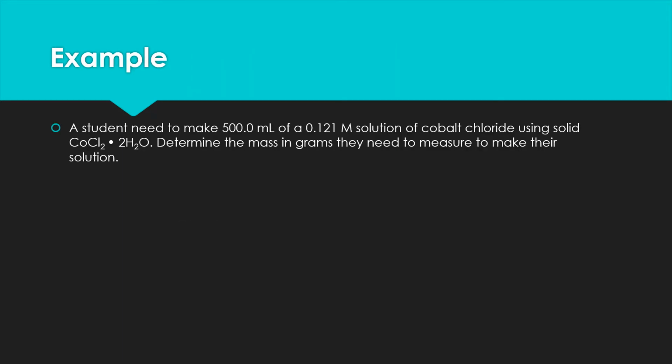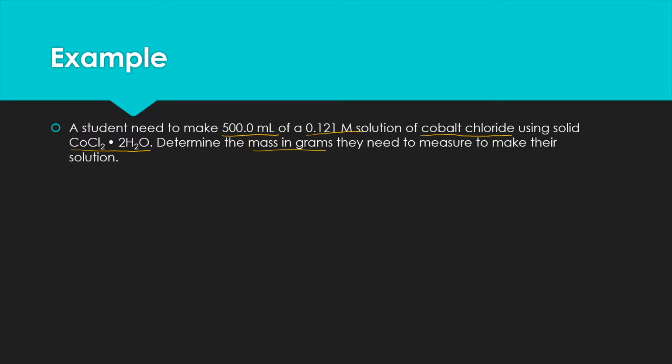All right, so we're going to take a look at an example of how we do a calculation to make a solution. So a student needs to make 500 milliliters. So that's our goal, how much we want to make, of a 0.121 molar solution. So there's our concentration we want of cobalt chloride using solid cobalt chloride dihydrate. Determine the mass in grams they need to make their solution. So we need to figure out what mass do we actually measure on the balance to then transfer into our flask and dilute and create the solution using water. But we got to know how much mass to measure.